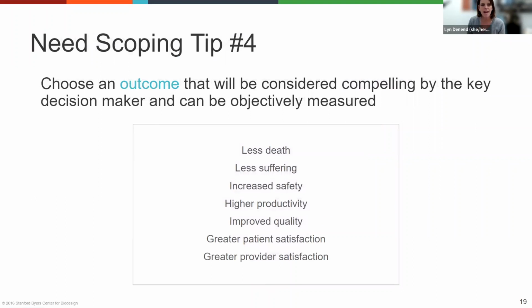And then in terms of an outcome, we really need to think about the outcome that will be considered most compelling by the key decision maker, right? The decision maker that gates access to treatment or that will gate access to your solution. And you need to choose an outcome that will be meaningful to that person to get them interested in making a different choice about, again, standard of care here. Obviously, things like death are more compelling than provider satisfaction, but each need is a little bit different, and you need to think about what outcome is going to be most compelling to that decision maker in the need area.